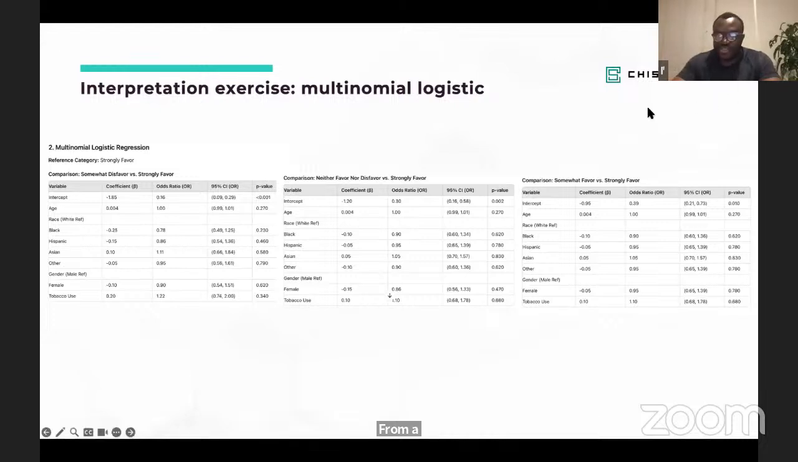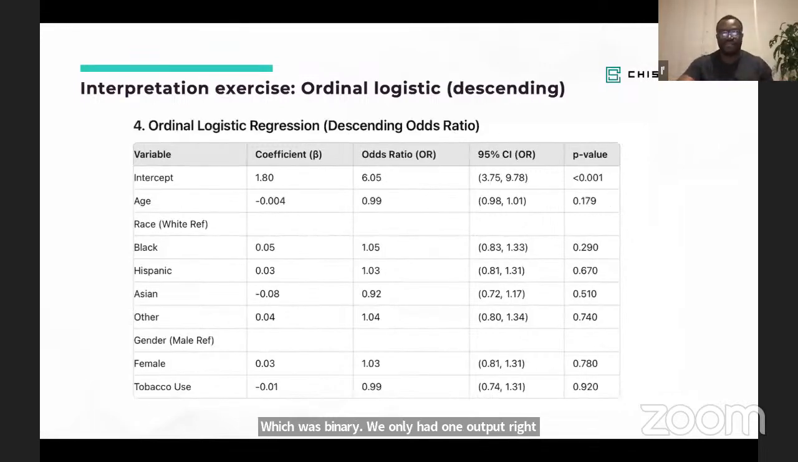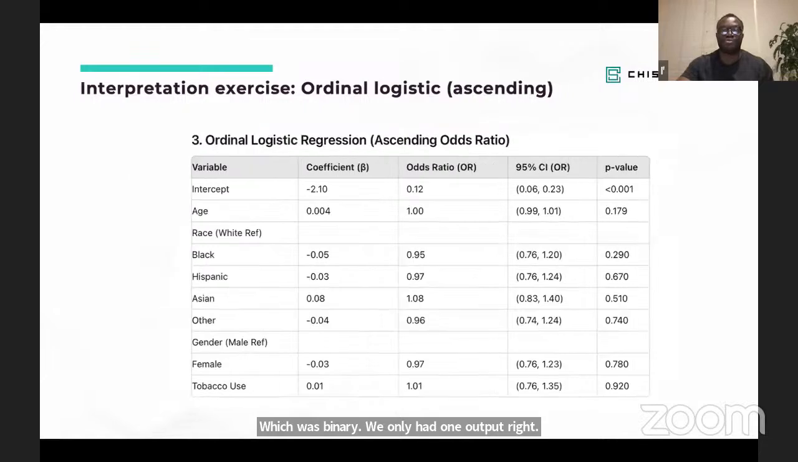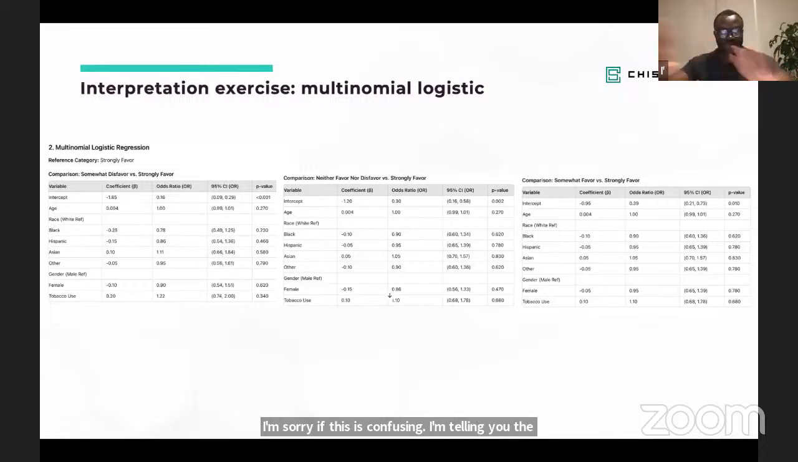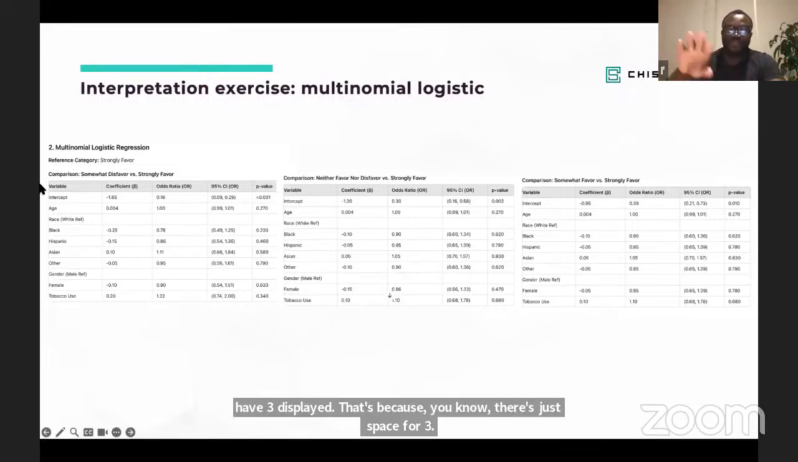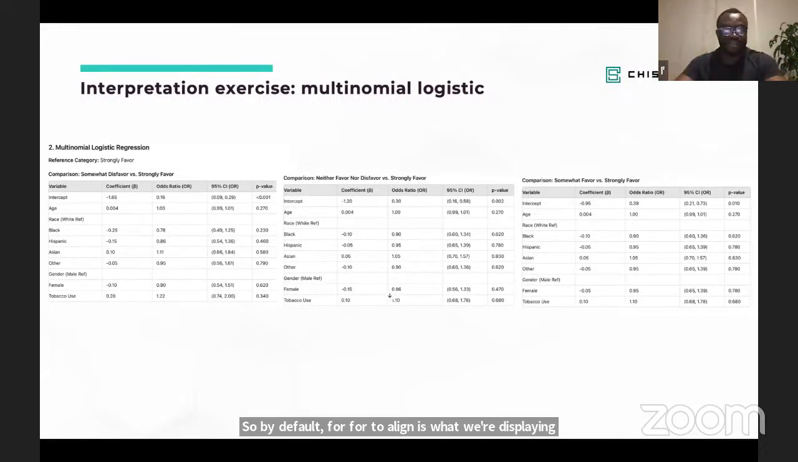Again, contrast it with the previous one, which was binary. We only had 1 output, right? Here we have 4 outputs because we have 5 categories initially. Sorry if this is confusing. I'm telling you there are 4 outputs, but I only have 3 displayed. That's because there's just space for 3 tables on the screen. Just pretend that we decided to collapse 2 categories together, just for the sake of learning.